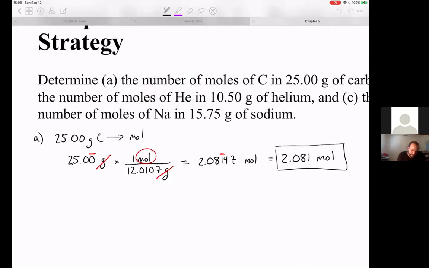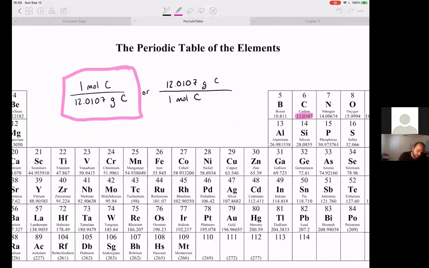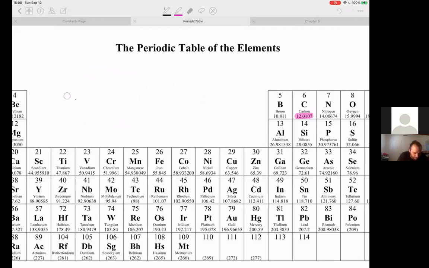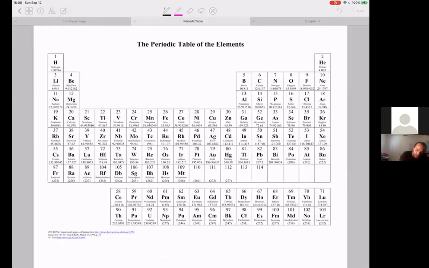What about the number of moles in 10.50 grams of helium? So I'm going to start with my 10.50 grams of helium. That's what I'm starting with, and I'm trying to go to moles. So again, start with the 10.50 grams. Now, how am I going to convert from grams to moles? I'm going to use the molar mass on the periodic table. So let's get rid of this one. We've got to find helium. All right, that would be this guy right here. So I'm going to pull this number here, this 4.003.